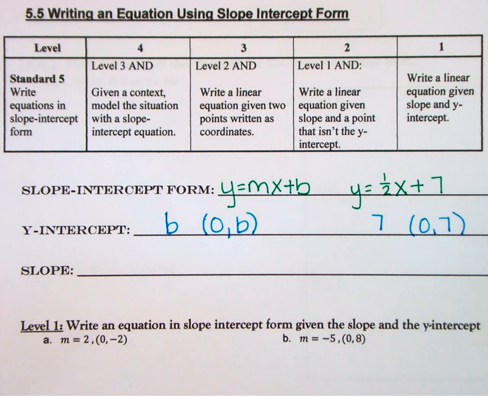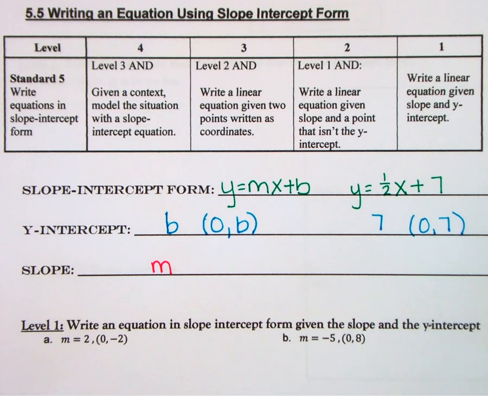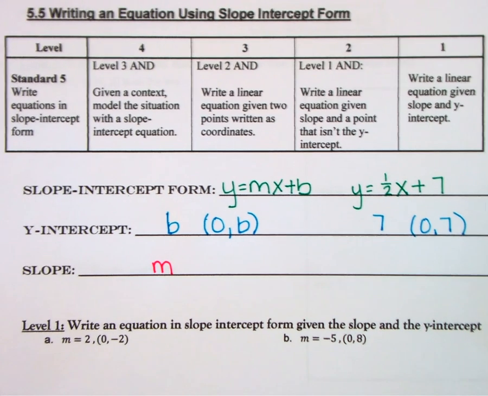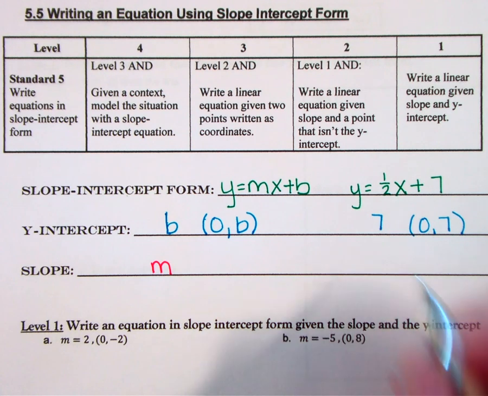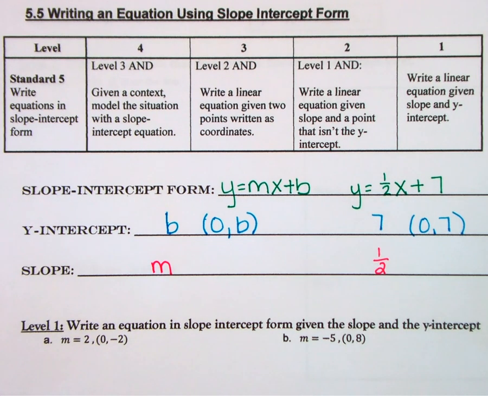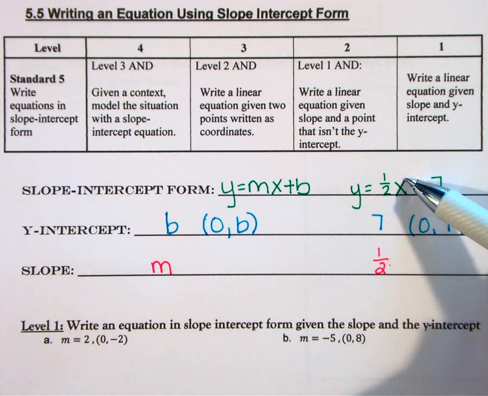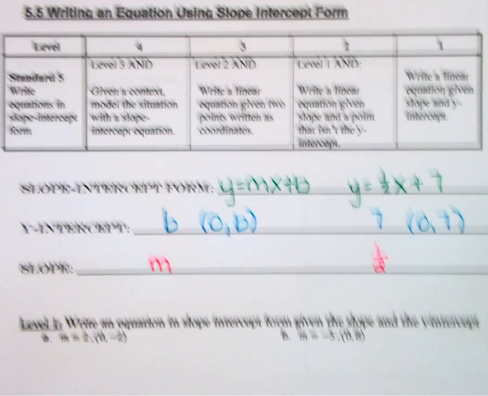The slope is the letter m, and in our example, slope is the fraction 1/2. So your job is going to be, given the slope and the y-intercept, you need to write the equation. So let's practice.